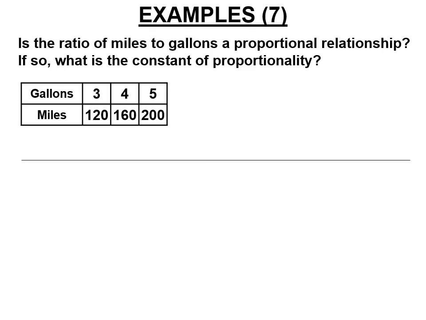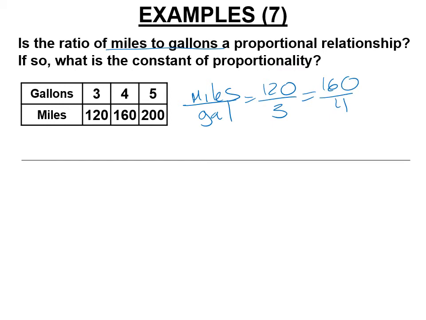All right, so it says miles to gallons. And remember, these are always upside down. So it's miles to gallons. So it's 120 to 3, 160 to 4, 200 to 5. Are those all equivalent? We have to check that first.